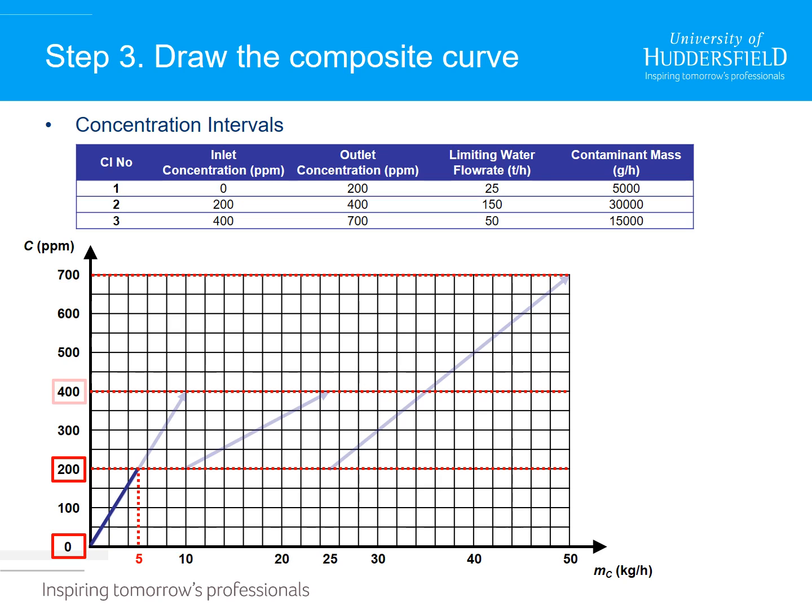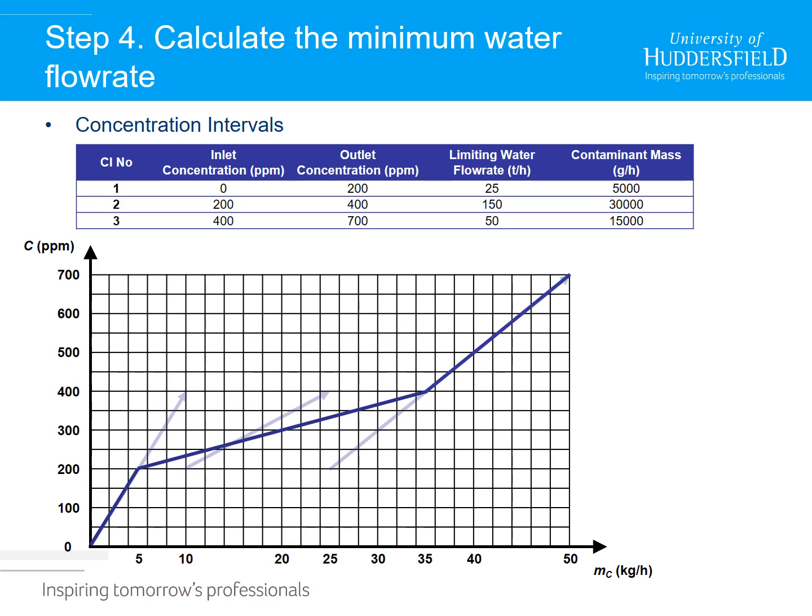In the same way, we can draw the second part, using the values for the second concentration interval, 200 and 400 ppm as the y-axis coordinates, and 5 and 35 kilos per hour as the x-axis coordinates. Similarly, we can draw the third part of the composite curve using the values of the third concentration interval. The pinch point can be found graphically. Its coordinates are 400 ppm and 35 kilos per hour.